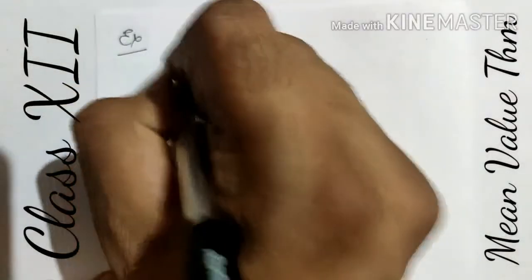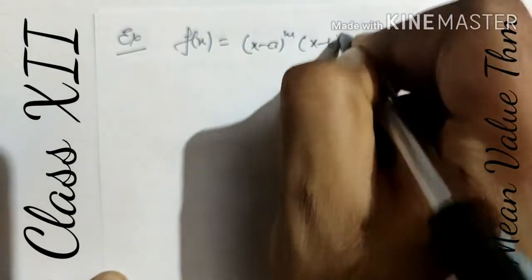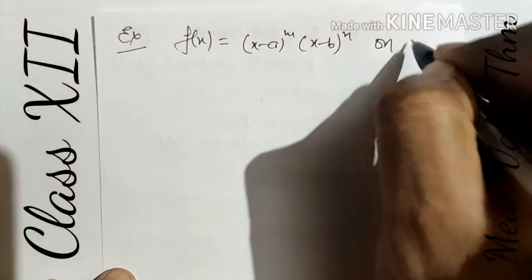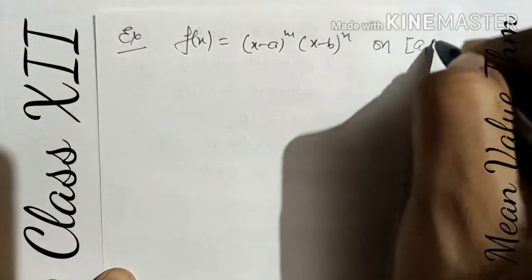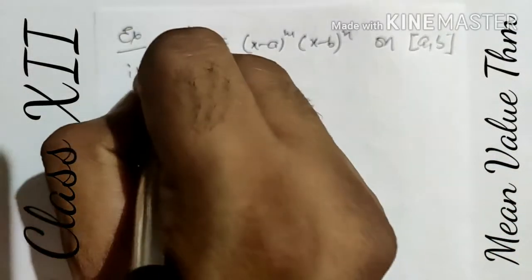Next example we are taking here. Again a polynomial function, but with power form. Now we are going to see here the interval is given as a to b. First of all, our first step, f(x) is a polynomial function.